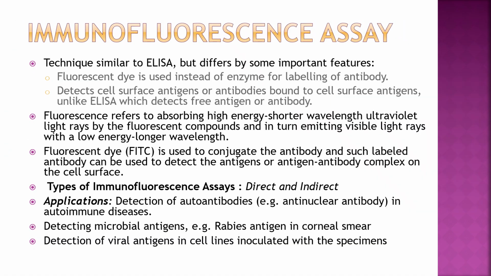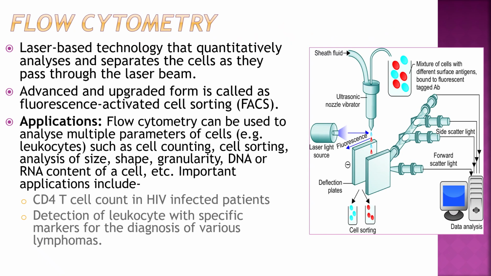Immunofluorescence assay is similar to ELISA. The difference is that a fluorescent dye is used for labeling of the antibody, and it detects cell surface antigen or antibodies bound to cell surface antigen. Fluorescent compounds absorb high energy, short wavelength ultraviolet light rays and in turn emit visible light rays of low energy, longer wavelength. Types are direct and indirect. Application: detection of autoantibodies, rabies antigen and viral antigens on cell lines.